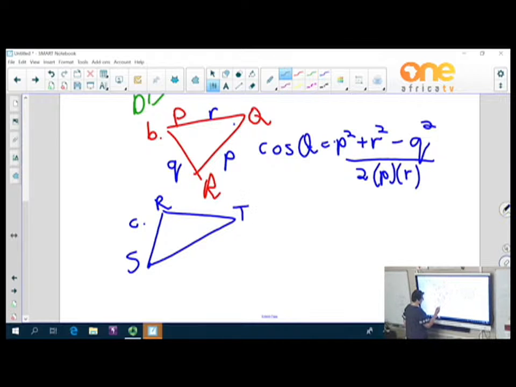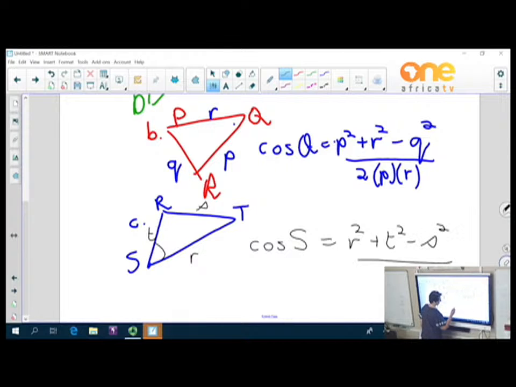And the last one there, number C, R is T, so it is SRT. Opposite the angles, this is R, this is S, this is T. We want to calculate S, so cosine S is equal to, now you take the other two sides, R squared plus T squared minus S squared. The one opposite the angle is the one that we subtract, and then it's 2 times R times T. So that's just to know how to find those sides every time.